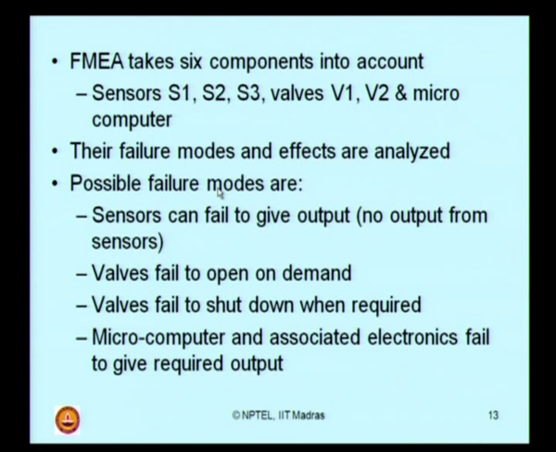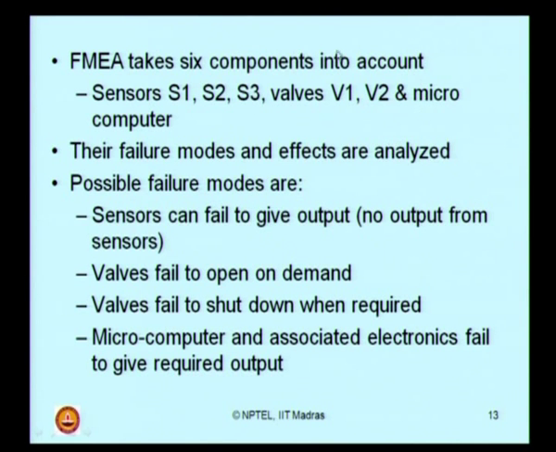The second can be that the valves fail to open on demand. The valves V1 and V2 should open so that the driving shaft is controlled, but sometimes there may be an erroneous or spurious working of this valve. The valves do not open on demand. On the other hand, there is a possibility that the opened valves do not close when they are required to be closed, because the speed has to be maintained in the car. So, the valves not closing is also a failure mode.